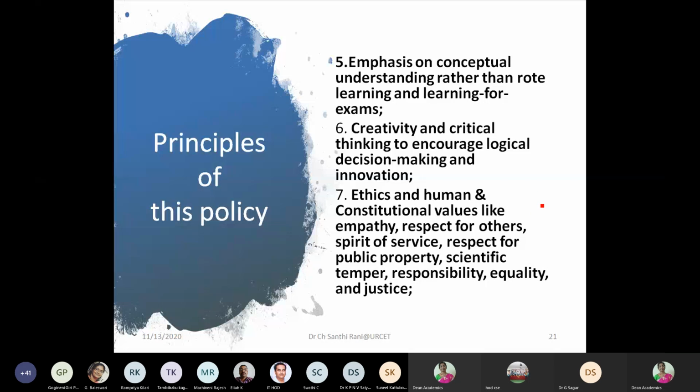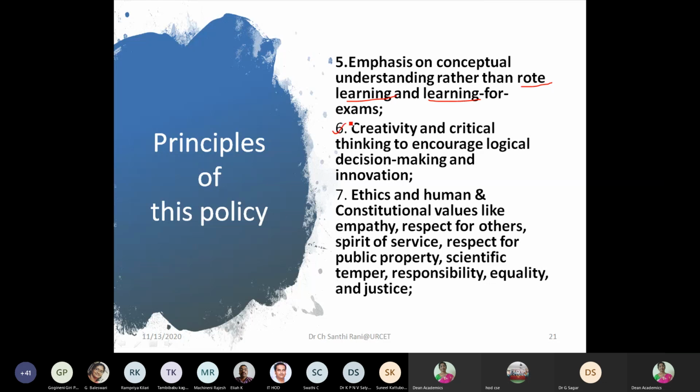Then, more emphasis on conceptual understanding rather than routine learning, and otherwise rather than learning for exams. The present education system is more oriented towards exams. Now, in NEP, emphasis is on conceptual understanding rather than rote learning or learning for exams only.